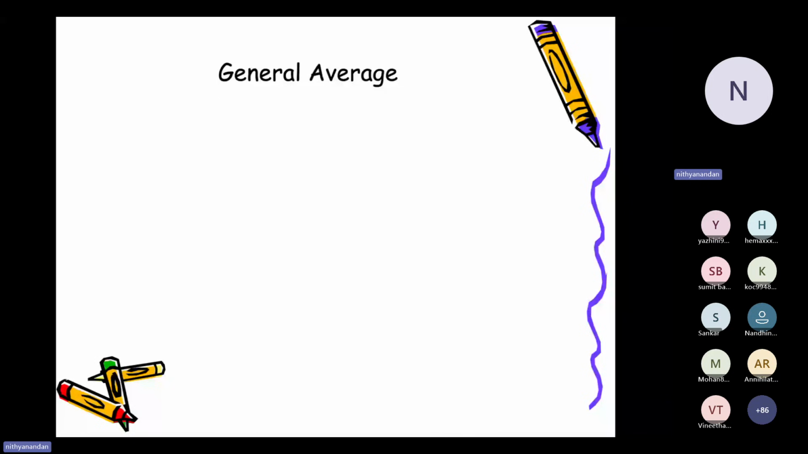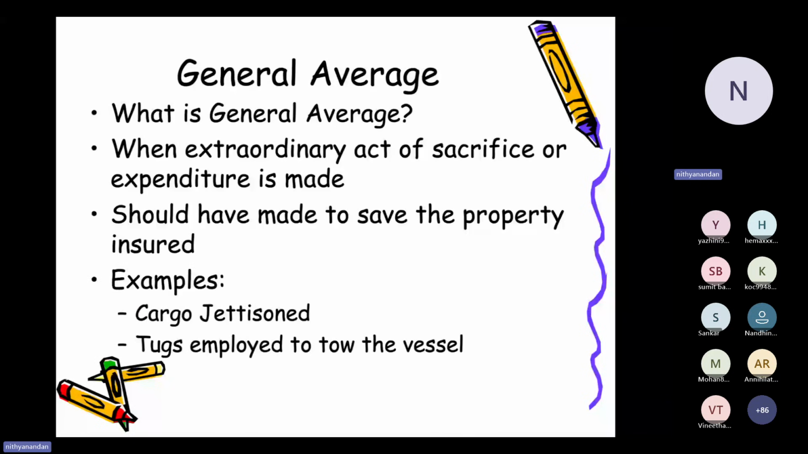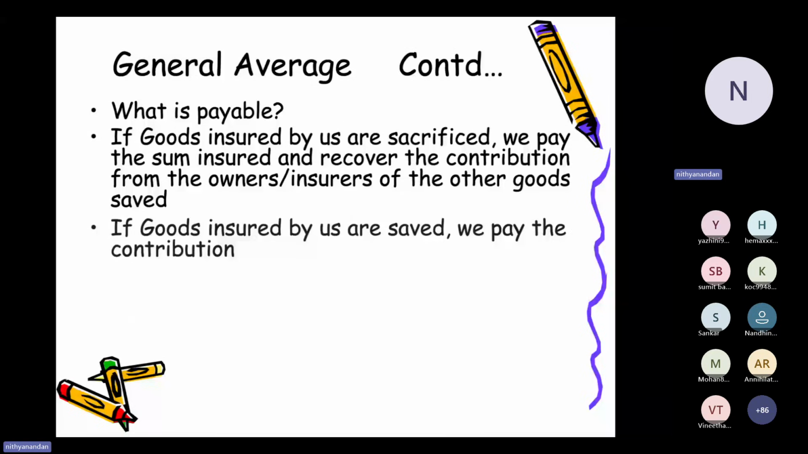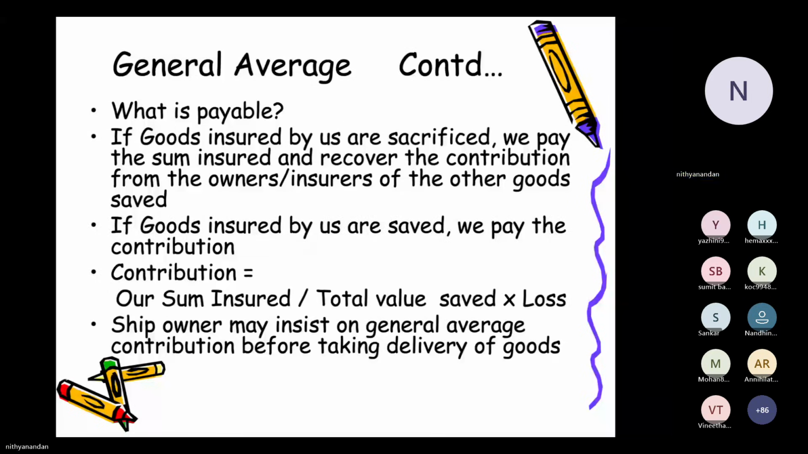General average. We have already discussed two types of claims under general average. One is, if the goods insured by us are sacrificed, we will pay the amount and we will get the contribution from the other cargo owners and the ship owner. If the goods insured by us are saved by somebody else's sacrifice, we will pay the general average contribution required by the person who sacrificed the goods, right? The contribution is calculated as our sum insured divided by the total value saved because of the sacrifice, into the loss. This is the formula to find the contribution.